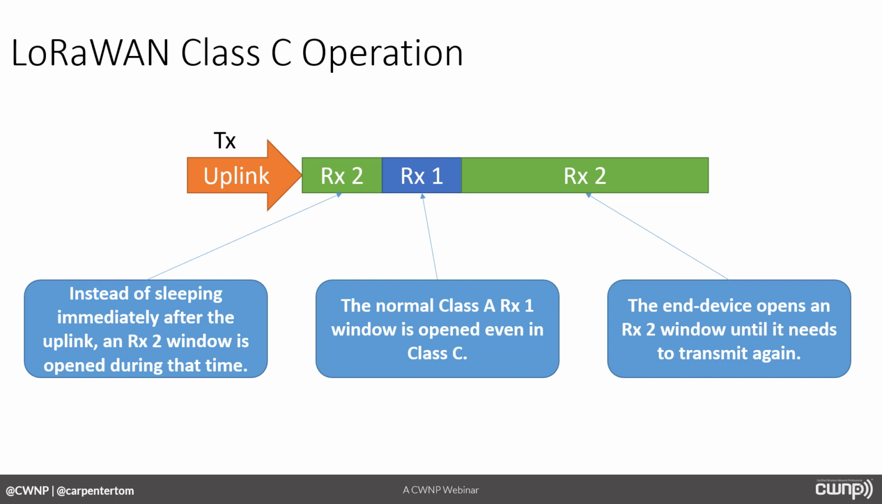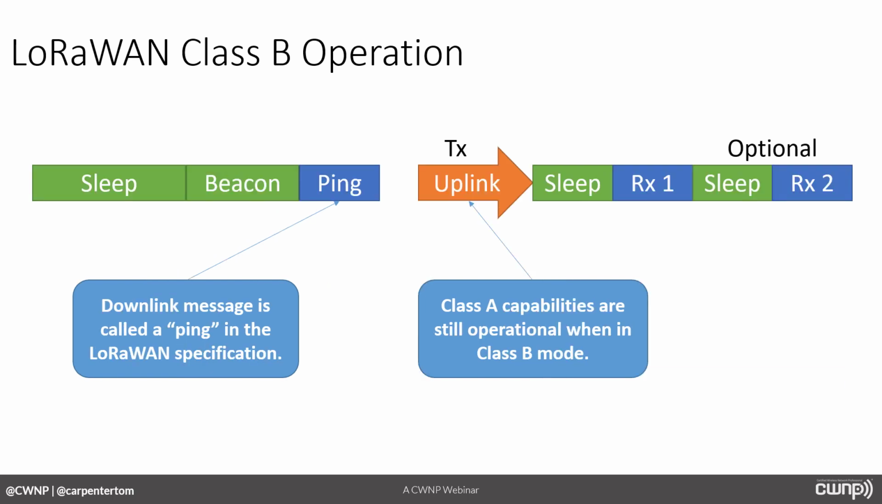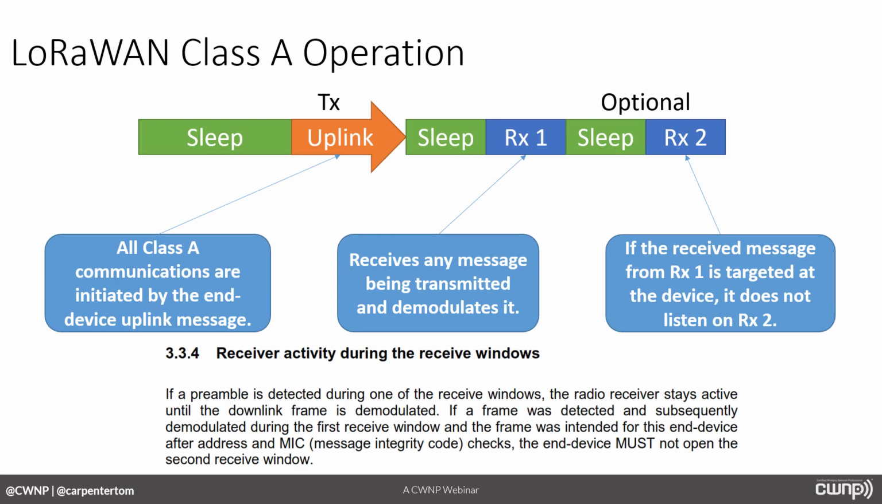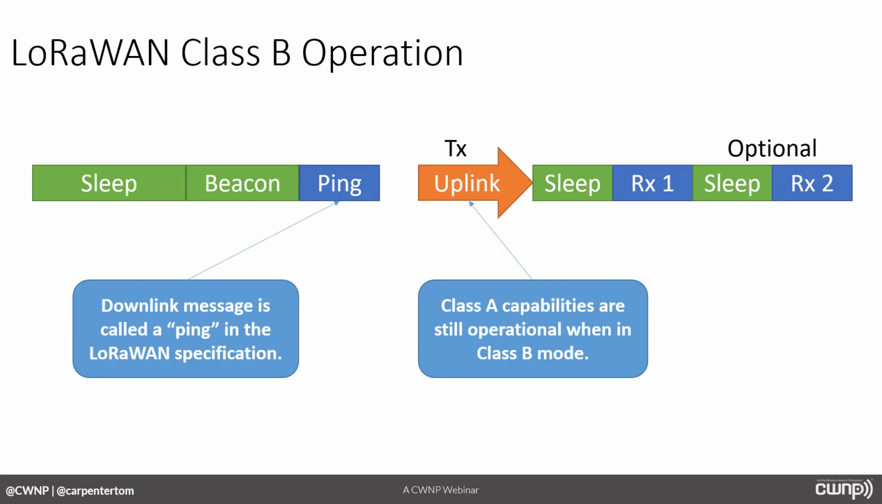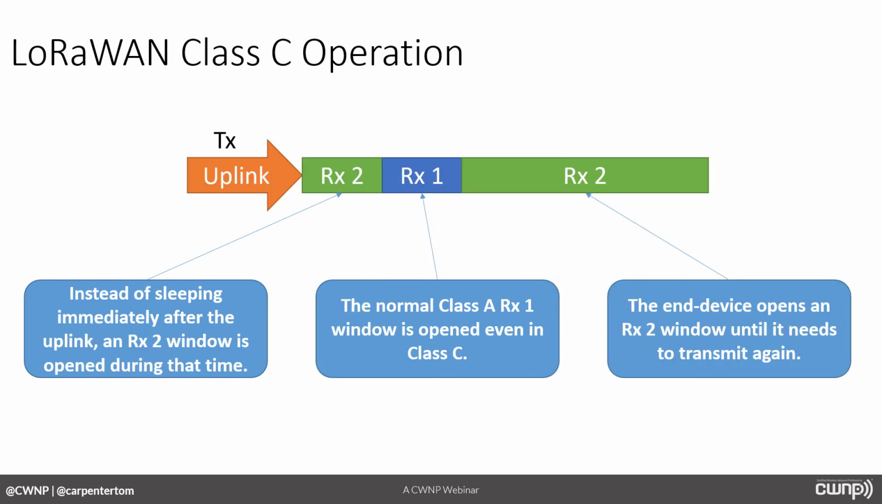Finally, we have Class C operation. Basically, instead of sleeping after the uplink, it opens a window immediately. So going back, notice that with Class A, we go to sleep for a moment, then we wake up, then we sleep, then we wake up. With Class B, we do the same thing after an uplink, but with Class C, we just immediately listen, and then we also still have the Class A window, and then we simply listen forever.